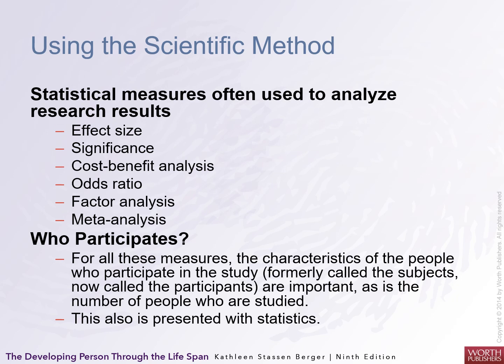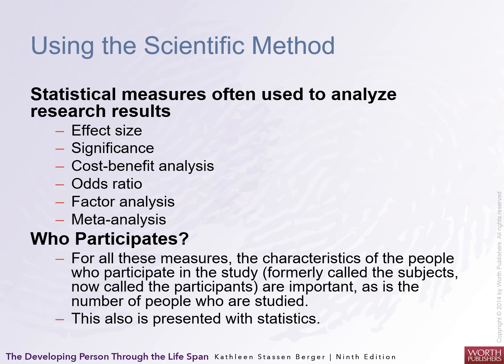Statistics are the way that we measure those things. They include things like the effect size, that is, how powerful the response we get is. Is it significant or not? Is there a cost-benefit analysis? That is, does what it costs outweigh or underweigh the benefits? Odds ratios, factor analysis, and meta-analysis are very sophisticated correlational types of study.